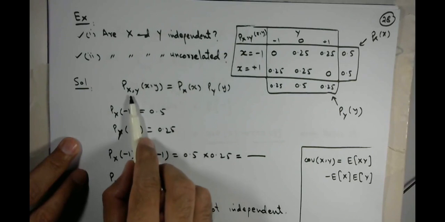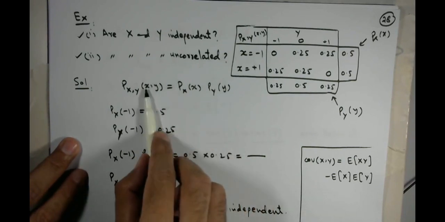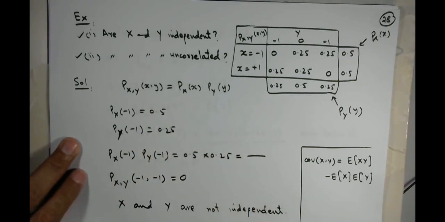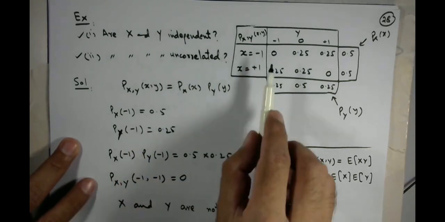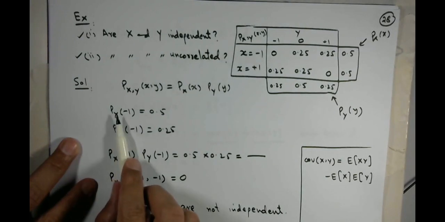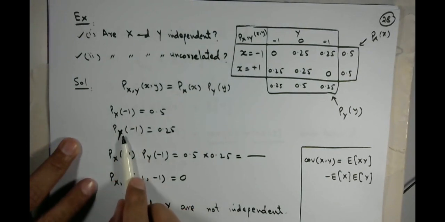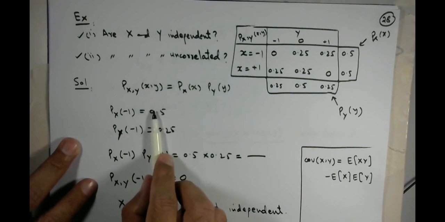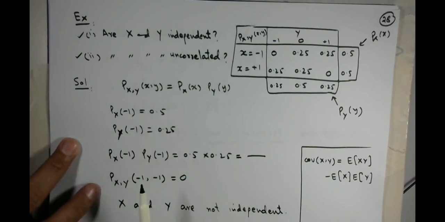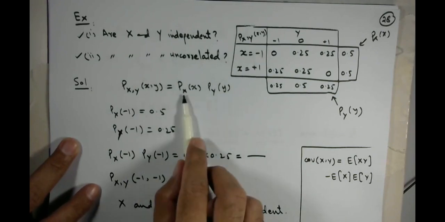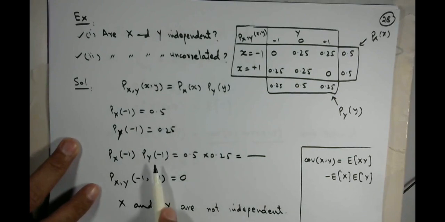So you see, you need to basically verify this formula for all the possibilities of X and Y. The equation should hold. So for example, you take X is equal to -1 and Y is equal to -1, the first entry. The individual probabilities are 0.5 and 0.25 respectively. But what about the product? It is p sub X of -1 times p sub Y of -1, which is this part of the formula, and this will give you 0.5 times 0.25, which is some non-zero number.